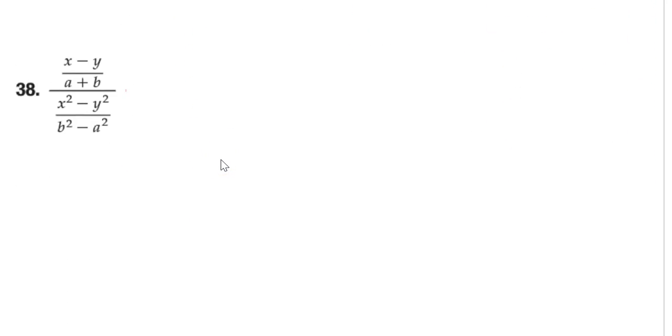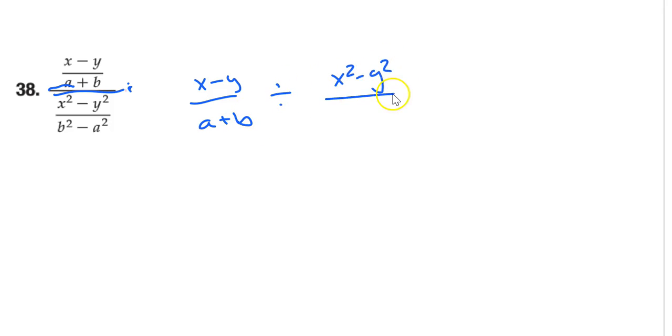Right, so the last one we're going to do is right here. Same idea. We're going to go, okay, this is a divide sign. So it's just (x minus y) over (a plus b), divided by (x squared minus y squared) over (b squared minus a squared). Again, that means flip this right hand side. So I'm going to get this, and then multiply. That's what divide means. So multiply by the reciprocal of the right hand side.